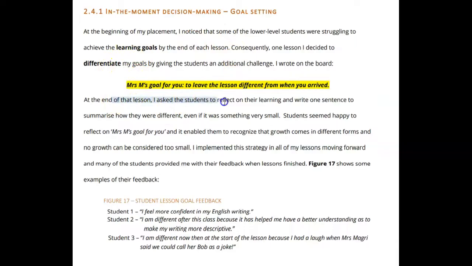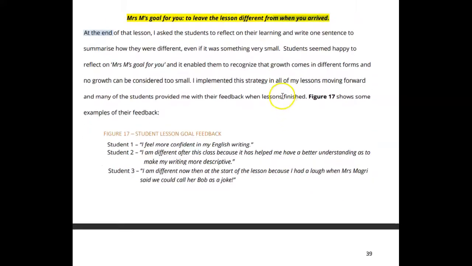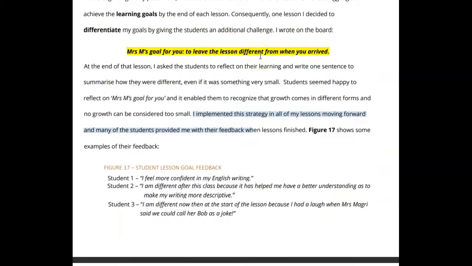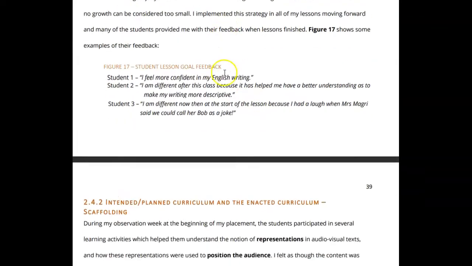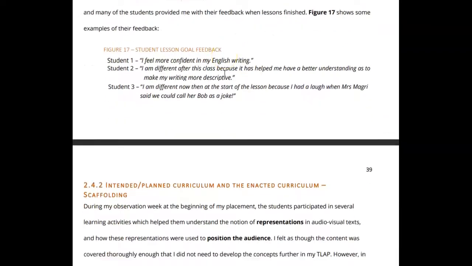At the end of the lesson, they reflected on this and they seemed happy. Great. I implemented a strategy in all lessons moving forward. So in other words, you tried a goal-setting activity in the moment. The students responded very well to it, and therefore I adopted this strategy thereafter. And she gave a moment, a small portion.